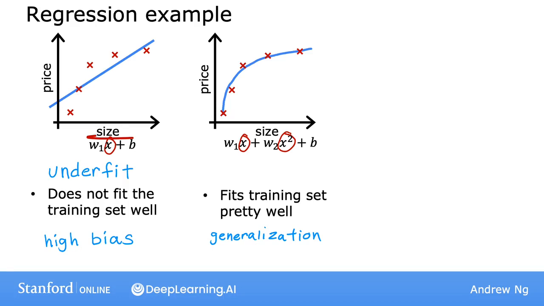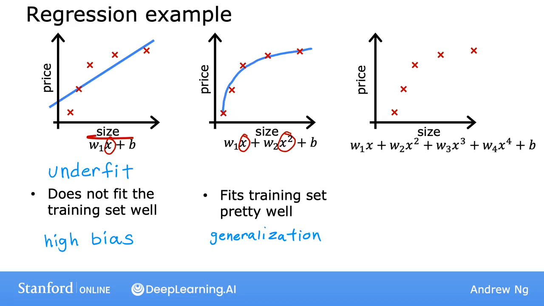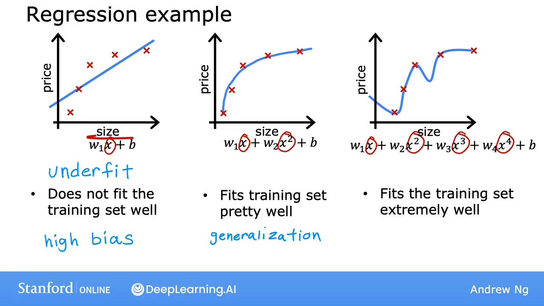Now, let's look at the other extreme. What if you were to fit a fourth order polynomial to the data? So you have x squared, x cubed, and x to the fourth all as features. With this fourth order polynomial, you can actually fit a curve that passes through all 5 of the training examples exactly. And you might get a curve that looks like this. This, on one hand, seems to do an extremely good job fitting the training data because it passes through all of the training data perfectly.